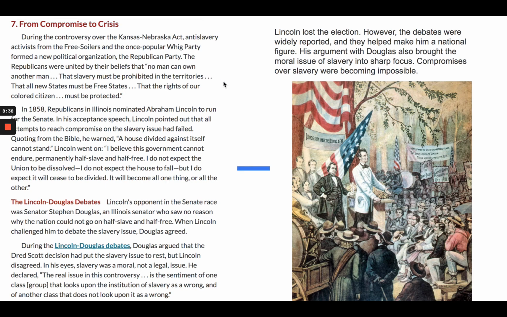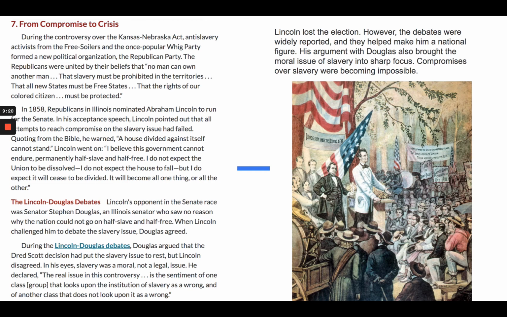All right, let's keep going. The Republicans were united by their beliefs that no man can own another man, that slavery must be prohibited in the territories, that all new states must be free states, and that the rights of our colored citizens must be protected. So the Republican Party sounds a lot different than the rhetoric they've been pushing in the past 40 years or so, where they're talking about how there's got to be a lot of social justice that needs to happen, right?